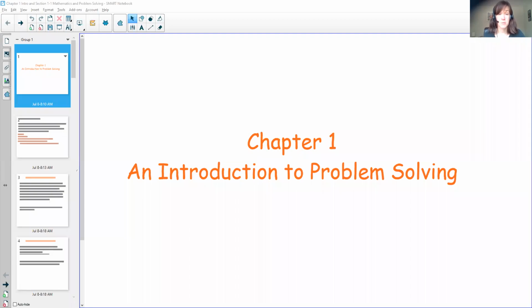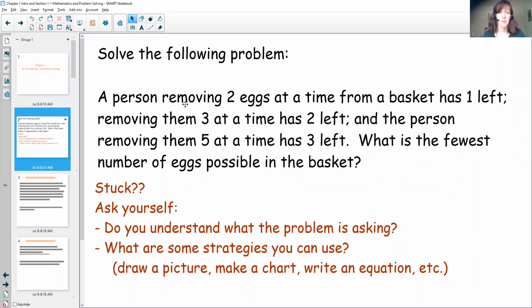Okay, so you should be able to see the introduction to problem solving right here. We're going to jump right into our very first problem. Imagine a person taking 2 eggs at a time from a basket, and the basket has 1 egg left when they're done. Somebody else takes eggs 3 at a time from a basket and has 2 left. Then the person puts them all back and starts removing them 5 at a time and has 3 left. What's the fewest number of eggs possible in the basket?